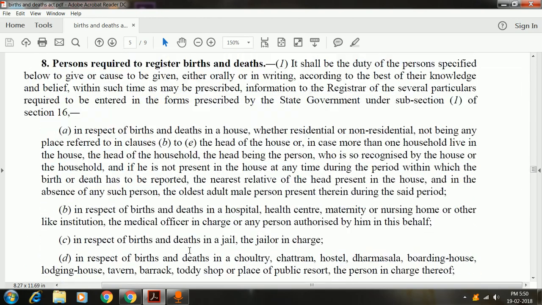That is, these people are duty bound to give information to the registrar as regards a death or a birth that takes place in their jurisdiction, and if not, then there are penalties prescribed. So therefore they can be penalized if they are derelict in discharging their duties.